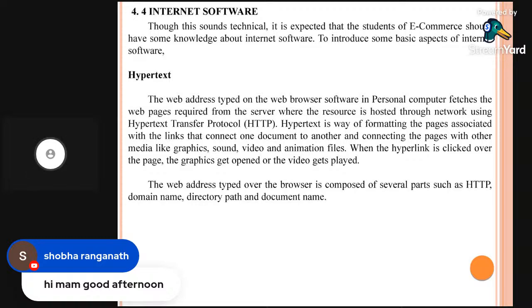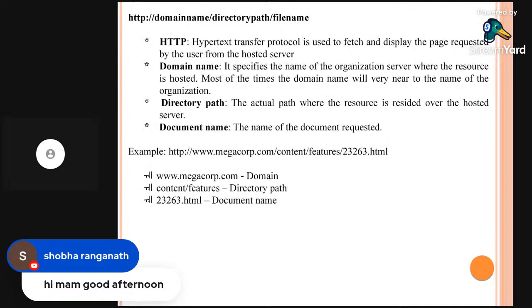This is a way of formatting the page associated with the links that connect one document to another document, connecting the pages, along with other media like graphics, sounds, videos, or any type of animation files for that matter. When a hyperlink is clicked on the page, the graphics get opened and the video gets played. The web page address typed over the browser is composed of several parts like the domain name, directory path, and the document name. Here, for example, they have given the example of HTTP and the domain name. You can see this one.